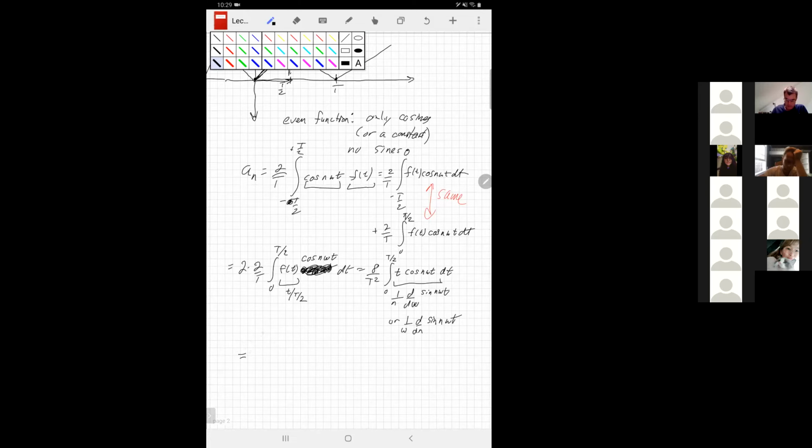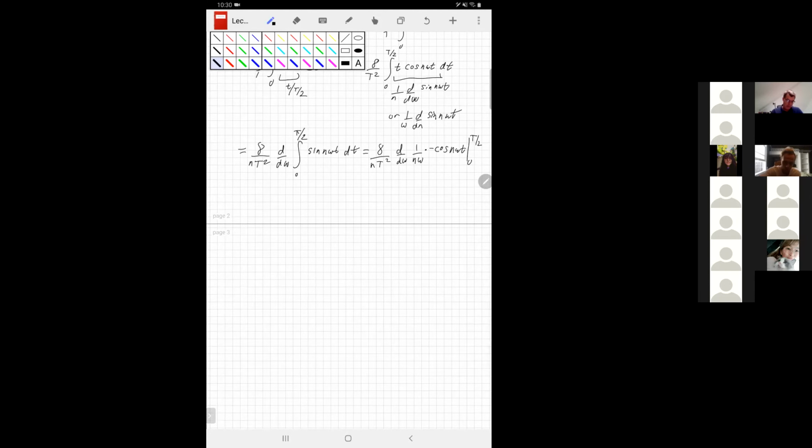So what I've got here is I'm going to stick with 1 over n. I've got 8 over n t squared d by d omega of the integral of a sine. And the integral of sine is minus cosine because the derivative of cosine is minus sine. So we need another minus 1 in there. And there's a 1 over n omega. So I get 8 over n t squared d by d omega 1 over n omega times minus cosine n omega t evaluated from 0 to t over 2.